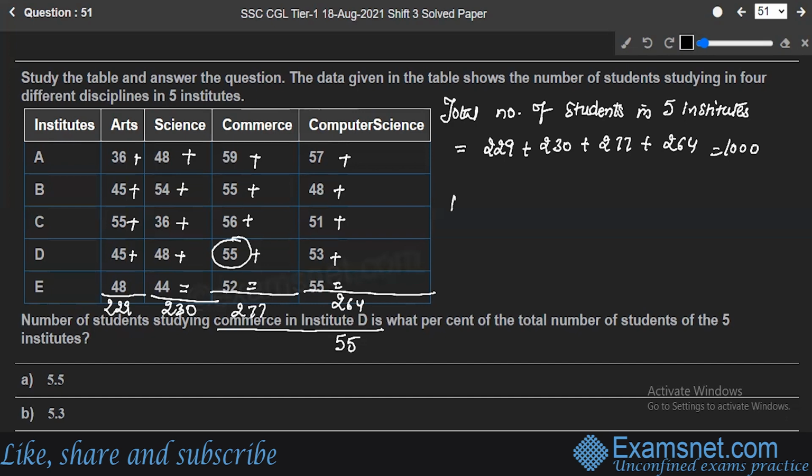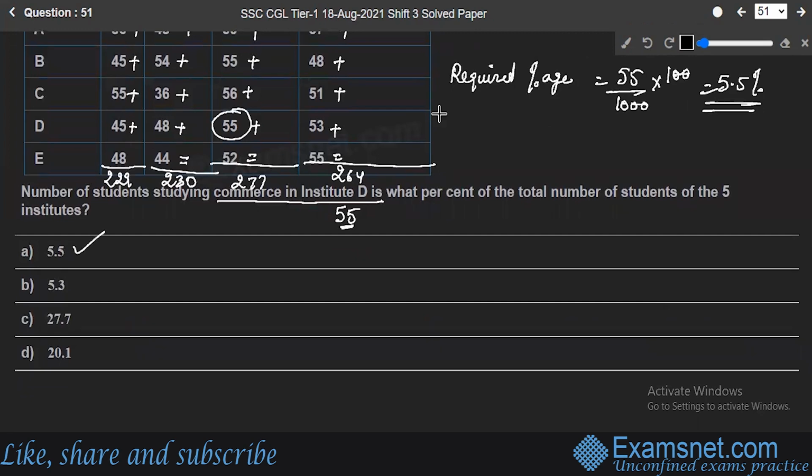So now the required percentage. What was the required percentage? Total number of students in commerce in Institute D, which is 55, upon the total number of students, which is 1000, into 100. This will give you 5.5%, right? So looking at this, which is your correct answer? Option A. This is the correct answer to the question. Hope you are clear, right?